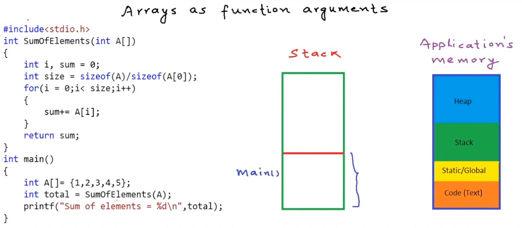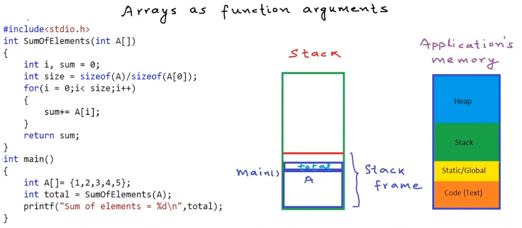Now here in the main method we have two local variables. One is the array A and another local variable is the integer total. So if an integer is 4 bytes, exactly 20 bytes would be allocated from this stack frame for the local variable A, the array, and 4 bytes for total. And there would be some more information in the stack frame.